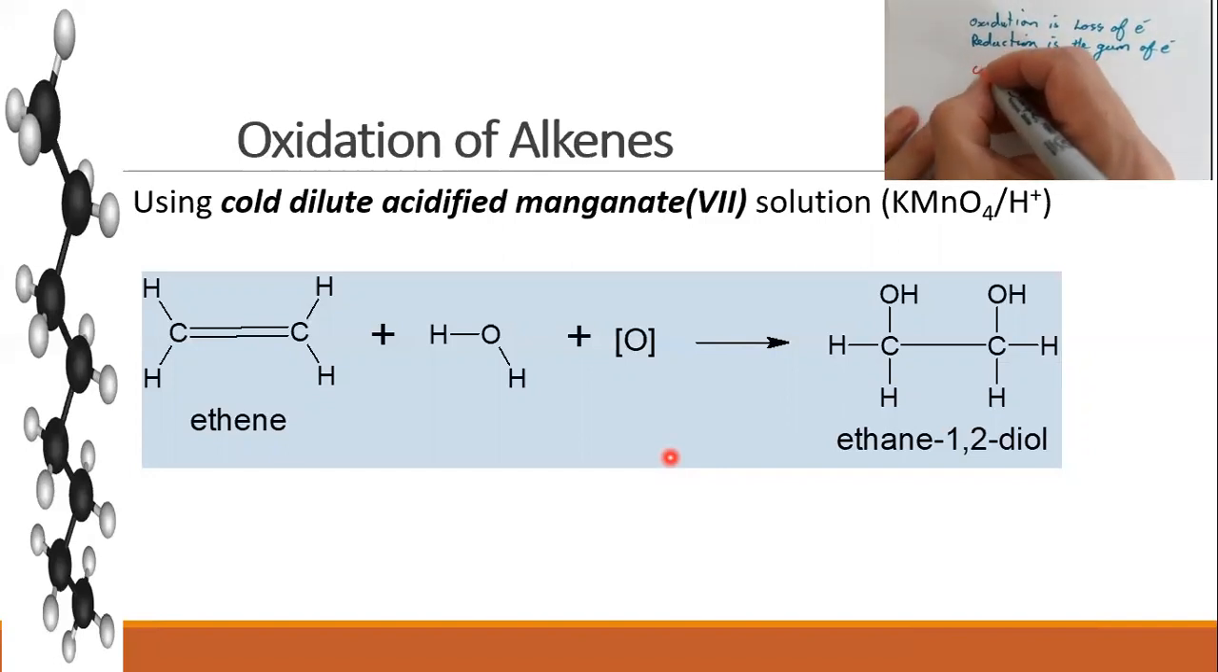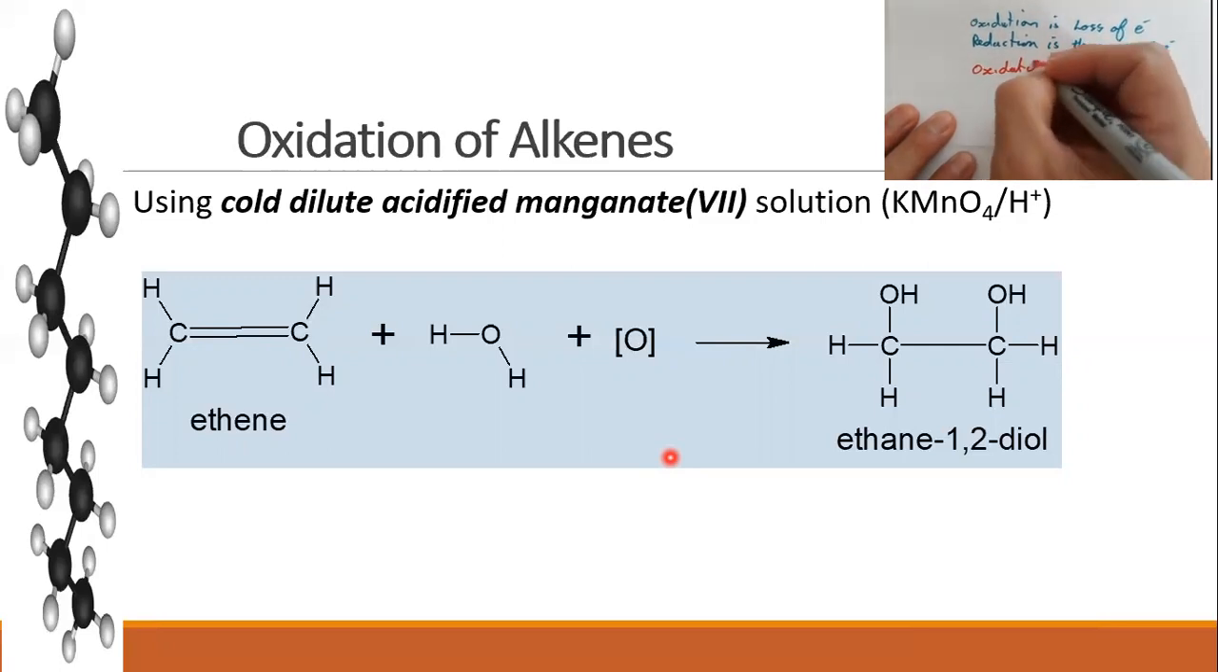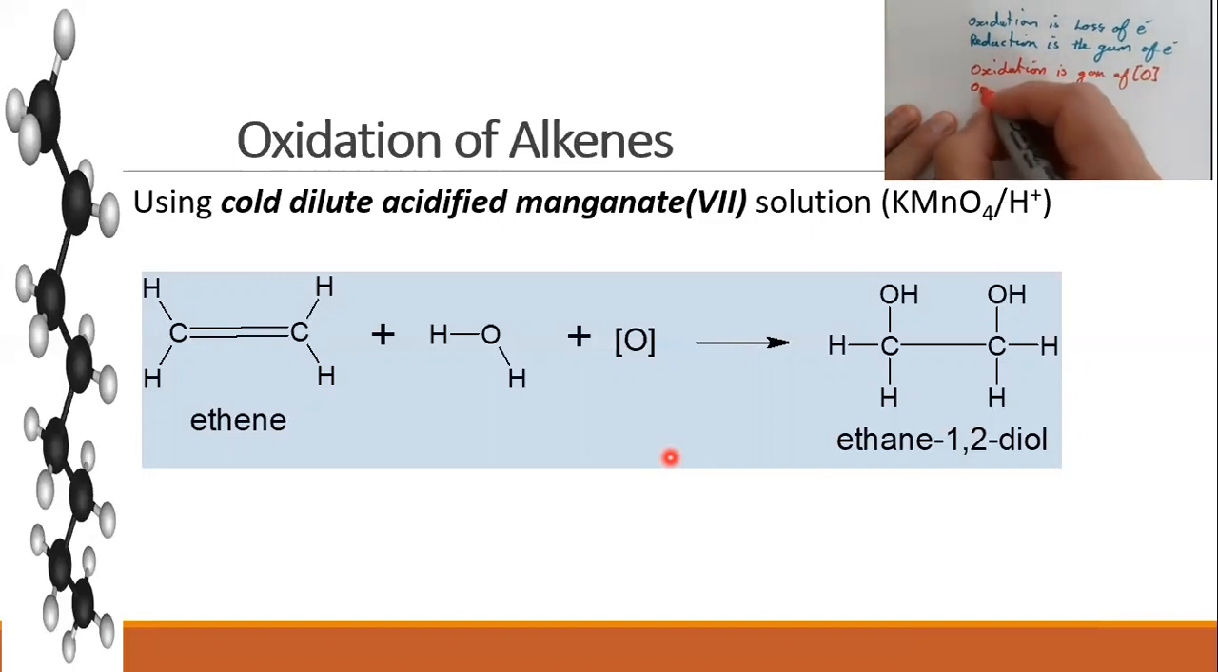Oxidation is gain of oxygens, right? Or we can say oxidation is the loss of hydrogens. So it's a different way of viewing oxidation. Reduction is just going to be the opposite. Reduction is going to be the gain of hydrogens and the loss of oxygen. So this is important. Look at what happens.